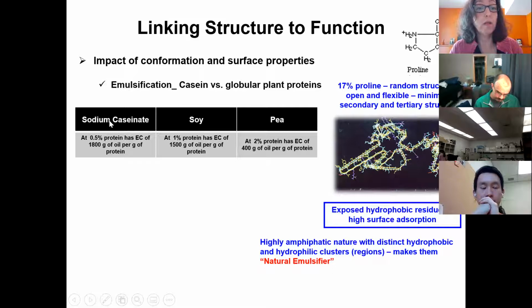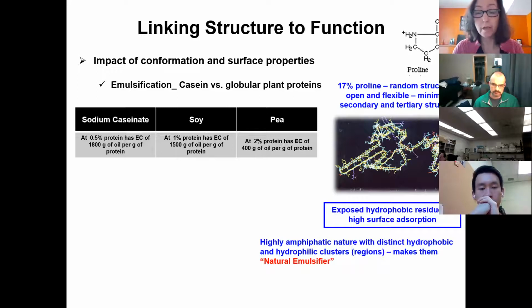If we look at casein at a concentration of 0.5% protein, you form a solution of protein at 0.5%, and then you start titrating with oil and homogenizing. I'll show you the image in a minute. But eventually you get to a number which is, in this case, around 1,800 grams of oil emulsified per gram of protein. And it forms a nice thick emulsion.